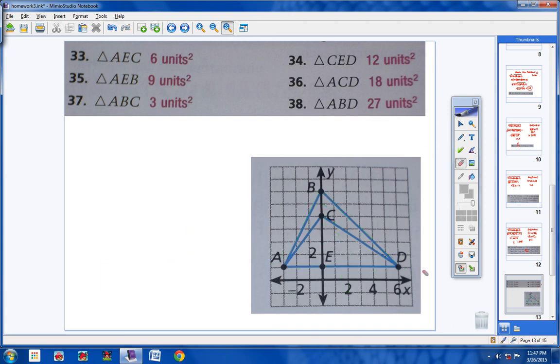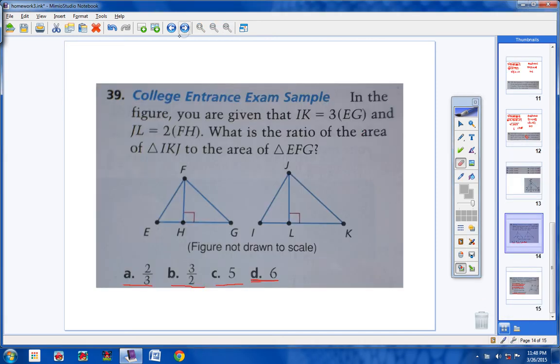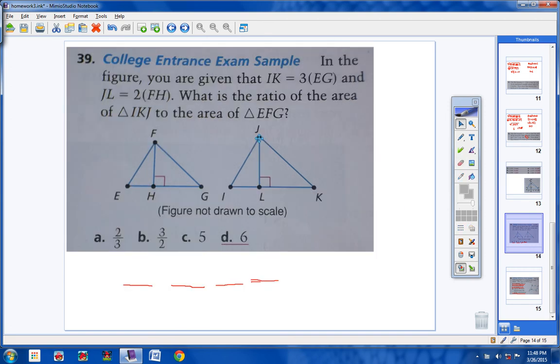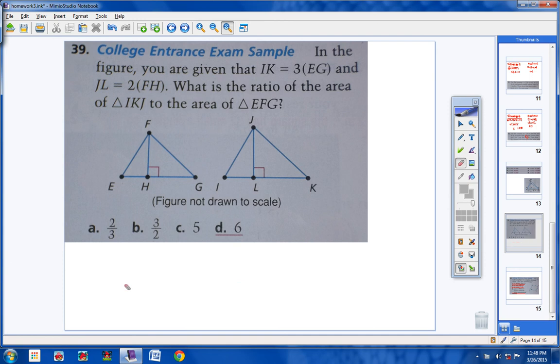Let's continue on. Alright, students, now a couple quick problems here. Number 39. Well, I just revealed the answer to you accidentally, but that's not a big deal. We still have to know how to work this out.